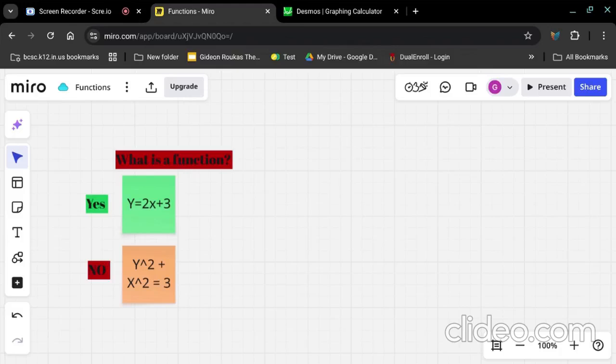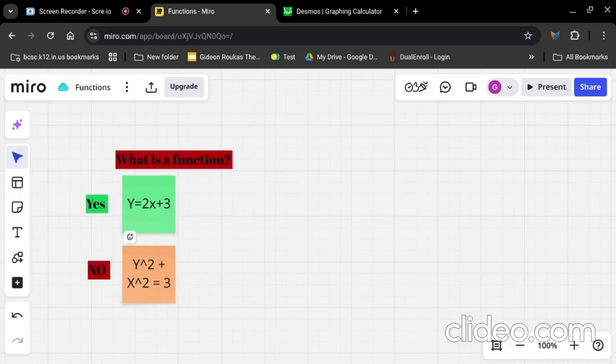Hello, and today we will be going over what a function is, how to tell, and how to evaluate them. So first, what is a function? A function is basically any equation where for every x value you put in, you'll only get out one y. So like this, any x value will have its own assigned singular y value. That means that for every x, you won't have two different y values.